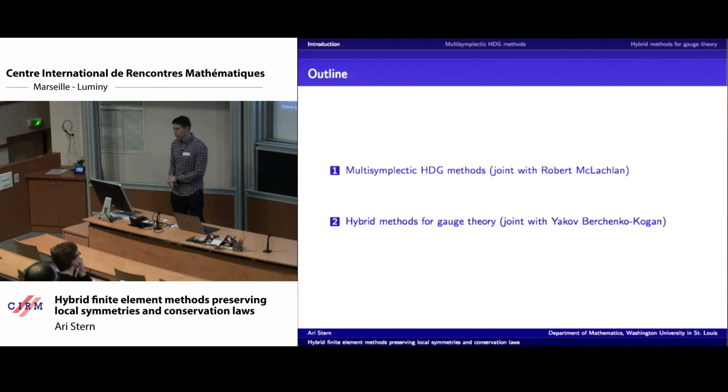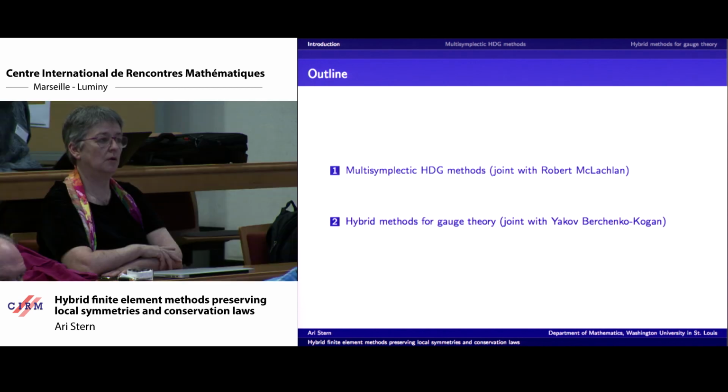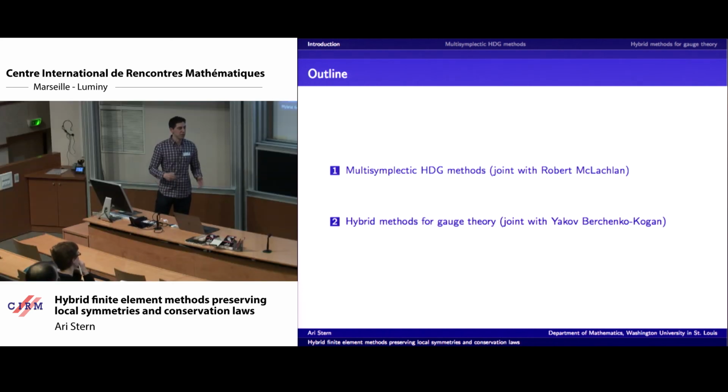The first has to do with methods that preserve a multisymplectic conservation law for Hamiltonian PDEs. And this is joint work with Robert McLachlan, a paper that we posted to the archive last year that you can find. And HDG stands for hybridizable discontinuous Galerkin, which is something that I will explain. It's a particular class of hybrid methods that happens to sort of unify with discontinuous Galerkin methods.